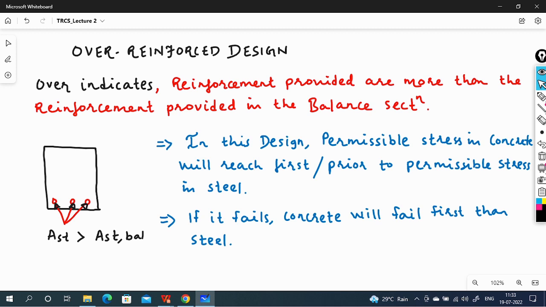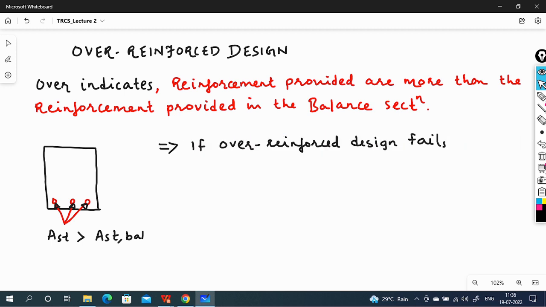That is why designers are telling us that we have to avoid over reinforced design of beams. We only have to go for under reinforced design. If you go for over reinforced design, and if the structure is about to fail, the occupants will not have any chance to leave the building. It will not show you any sign of failure. So that is why we have to avoid the over reinforced design.